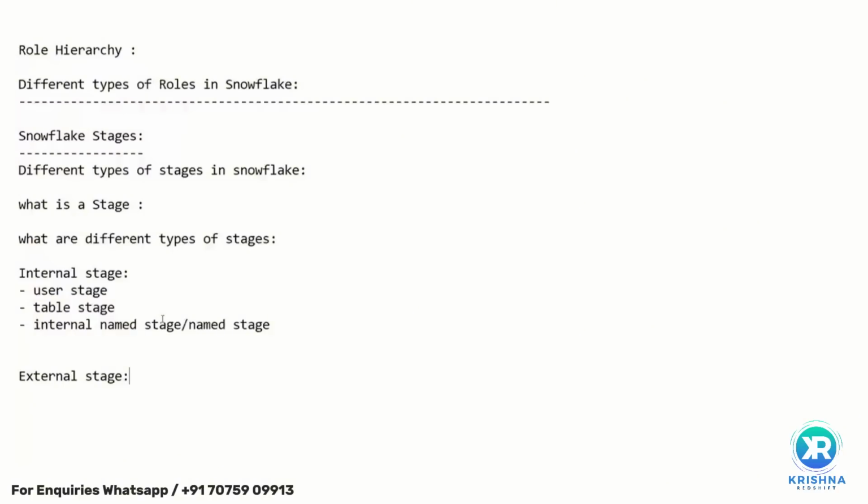But for now, the place or location where we store the files is called stage, and stages are broadly categorized into two types, internal and external. Internal stage is again classified into three types: user stage, table stage, and internal named stage. Now let us see what is this user stage, what is this table stage, and what is this internal named stage.